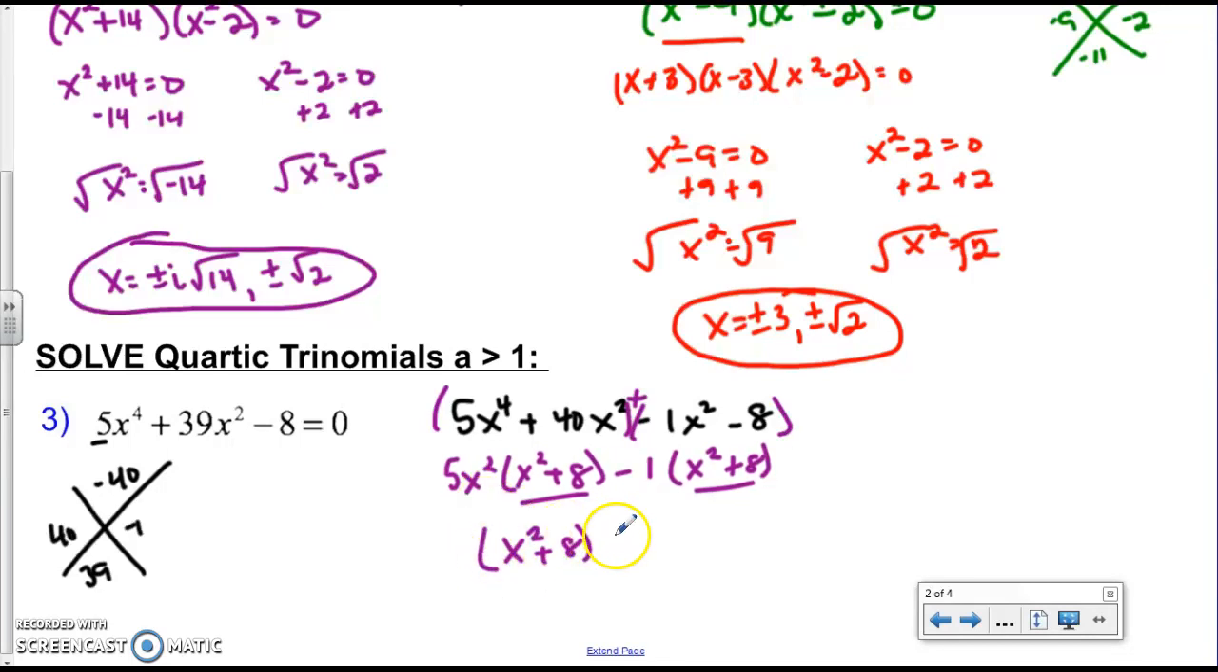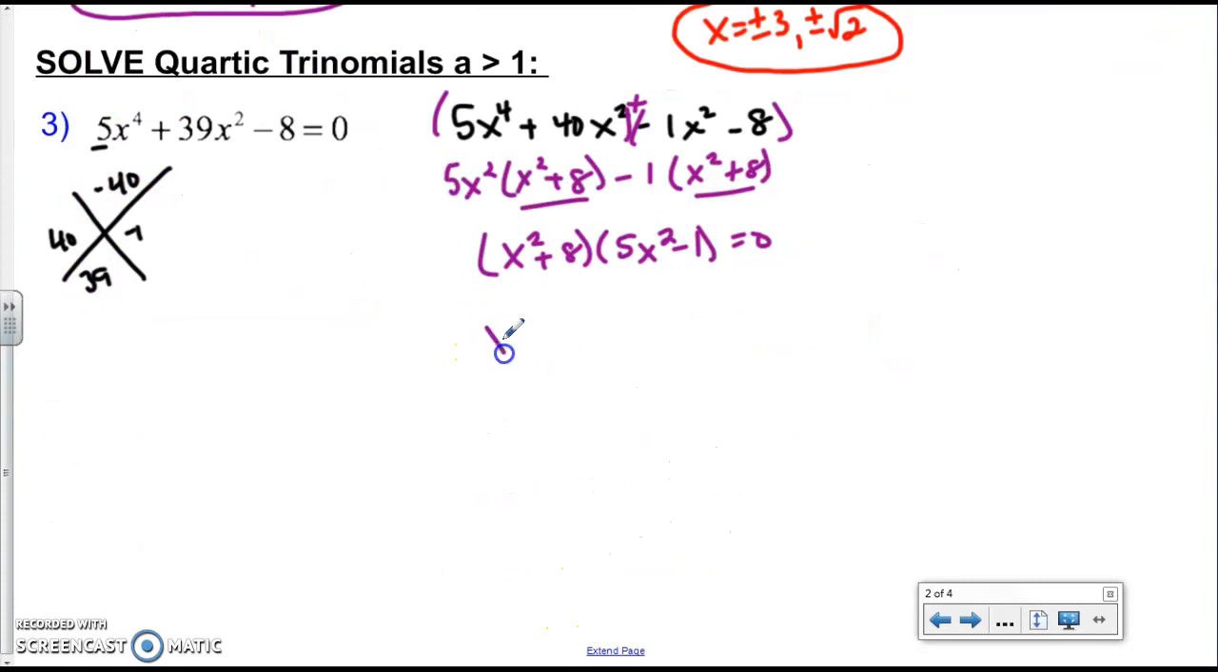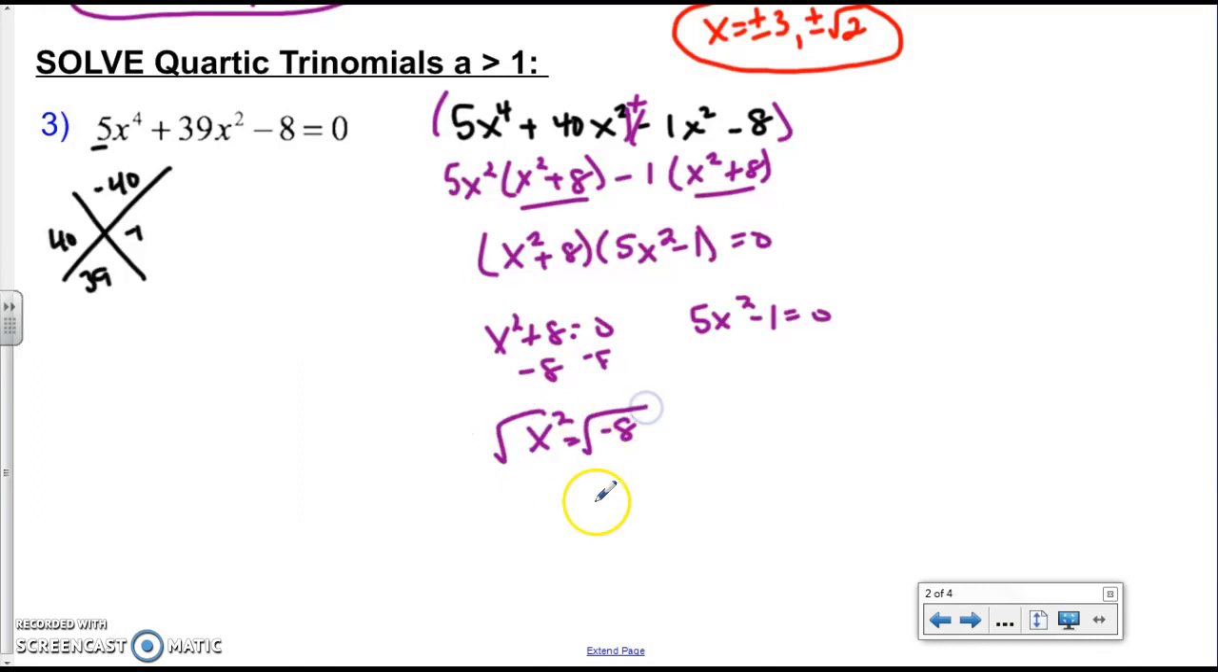But they do, so I'm going to pull x squared plus 8 out front, and then 5x squared minus 1 makes my next group. We're going to set each part equal to 0 and solve. So I have x squared plus 8 equals 0, and 5x squared minus 1 equals 0. So if I subtract 8 from both sides, and then take the square root, this one I can break down. The largest perfect square that goes into negative 8 is negative 4. So the square root of negative 4 is 2i, and then that 2 is going to stay on the inside.